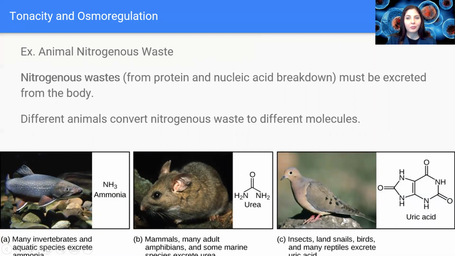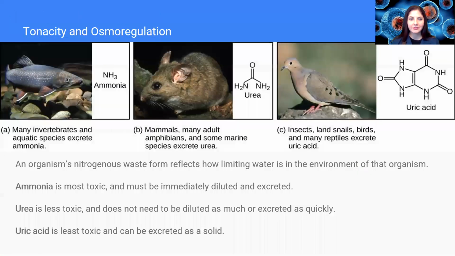And then we have our birds, insects, land snails, and some reptiles that excrete their waste in the form of uric acid. So an organism's nitrogenous waste form actually reflects how limiting water is in the environment in which it lives. Ammonia is the most toxic, and it has to be immediately diluted and excreted, while urea is slightly less toxic and doesn't need to be diluted or excreted quite as quickly. Uric acid is the least toxic, and it can actually be excreted as a solid.